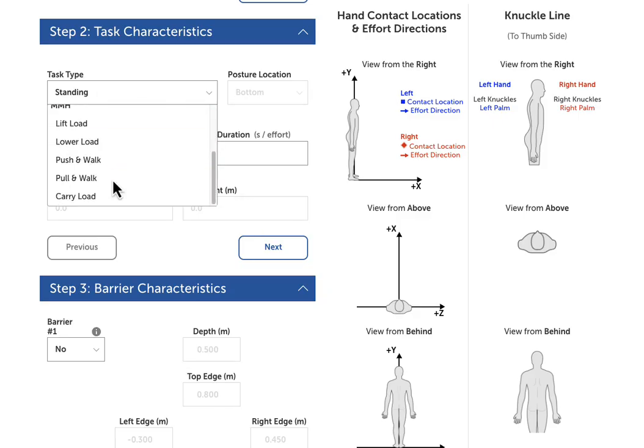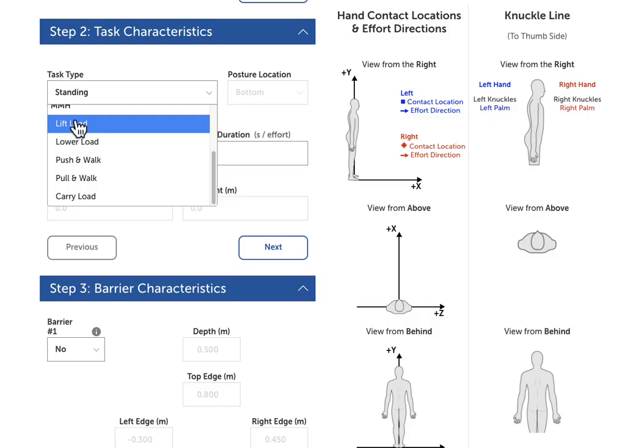We can also do each of the manual materials handling tasks that would be associated with the Snook and Ciriello Liberty Mutual manual materials handling equations. If you're going to use this module, those tasks need to conform to the limitations of the Liberty Mutual equations, meaning, for example, with lifts and pushes, mostly in the sagittal plane, done with 2 hands. And for more information, you can look at the manual.